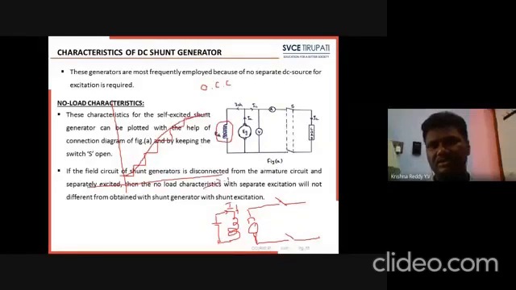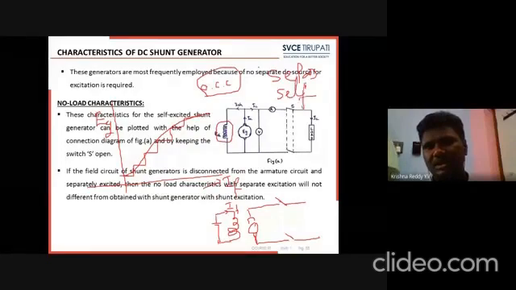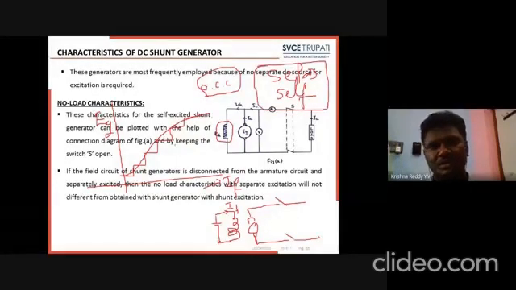As the field current increases, the induced EMF also increases. The open circuit characteristics for a separately excited generator and a self-excited generator are both the same. If you take any type of generator, the open circuit characteristics are the same. Only the internal and external characteristics may differ. Initially, we have some residual voltage, and it keeps increasing up to its rated value.